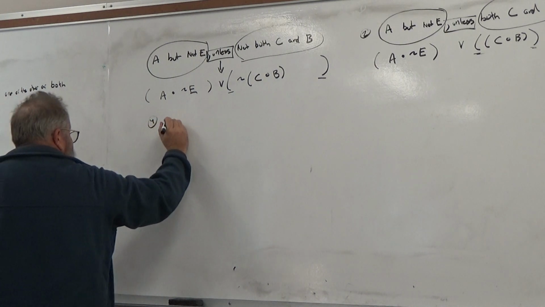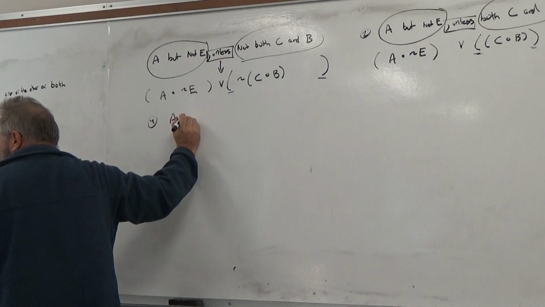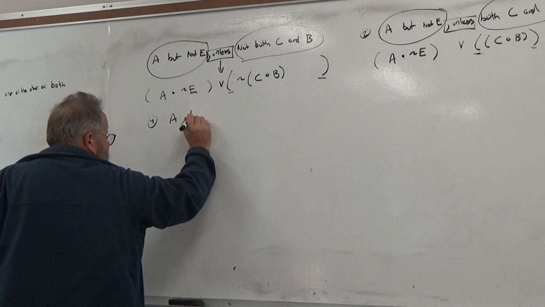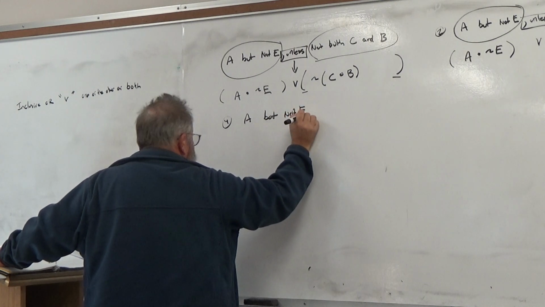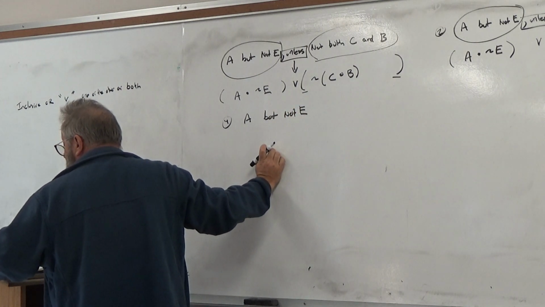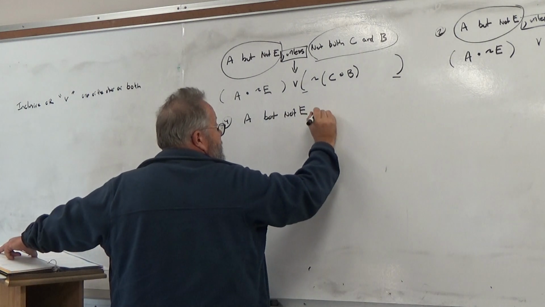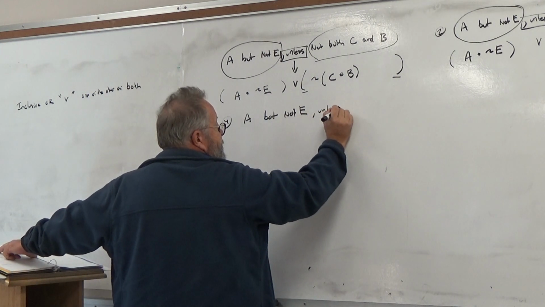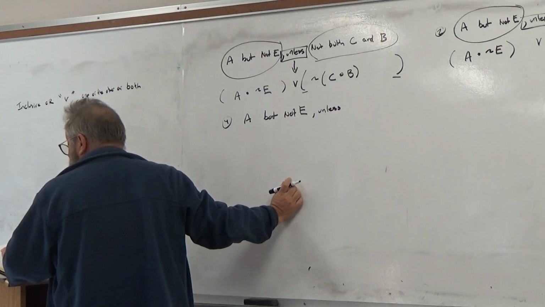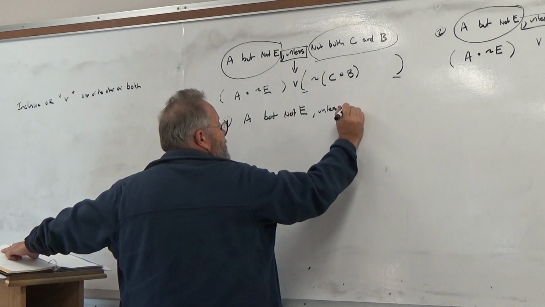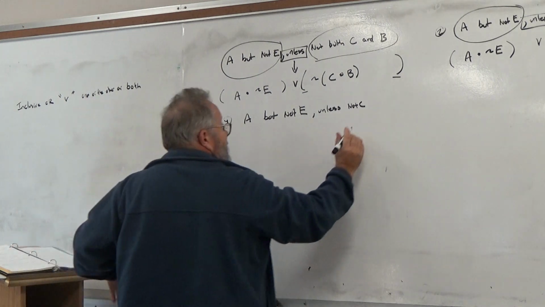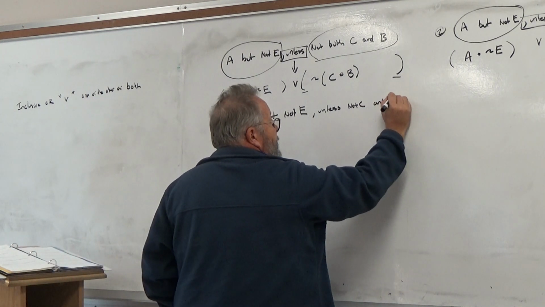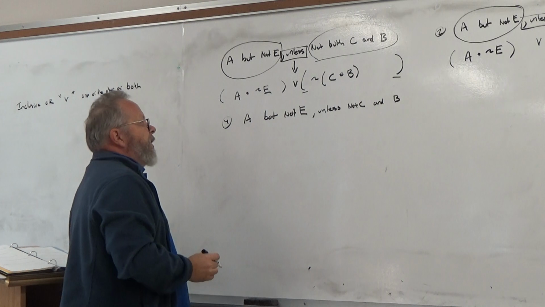Al likes Airedales, but Eric doesn't, so not E, comma, unless Catherine doesn't, so that's not C, and Bob likes beagles. Okay.